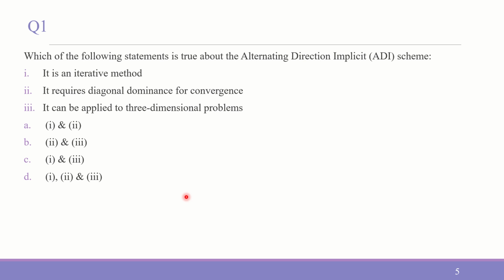Although we have seen the examples using a two-dimensional problem, the alternating direction implicit scheme can be applied to three-dimensional problems as well. Therefore the answer is option D, that is 1, 2 and 3 is the right answer. Option D is the right answer.